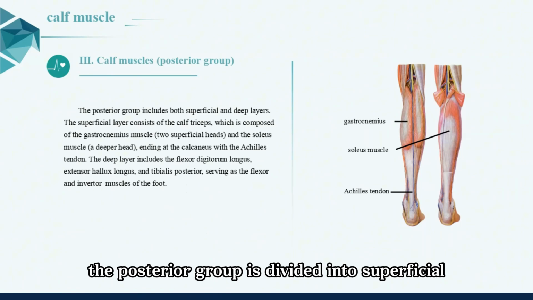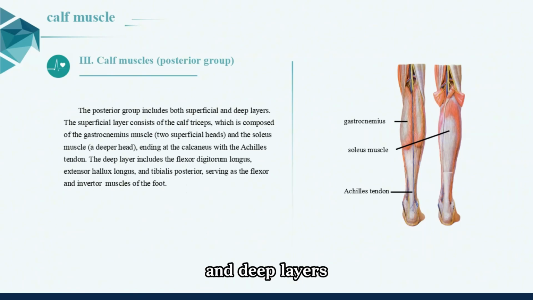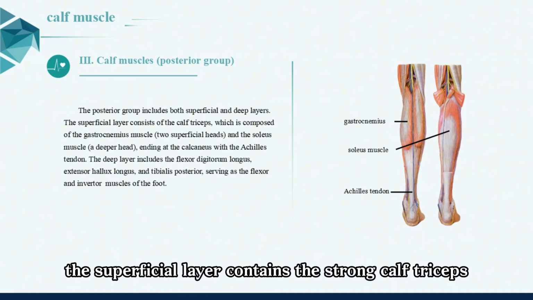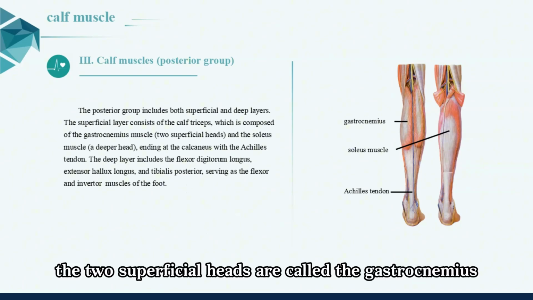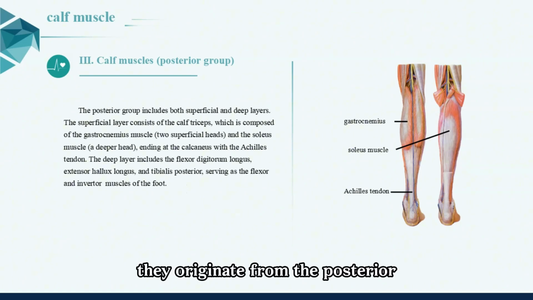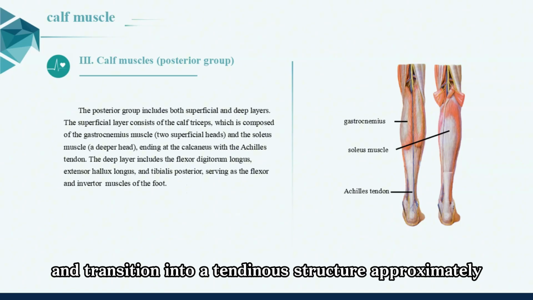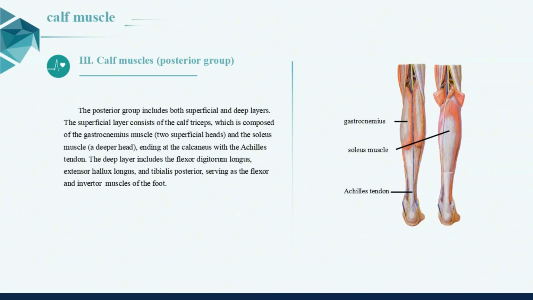The posterior group is divided into superficial and deep layers. 1. The posterior calf muscle group. The superficial layer contains the strong calf triceps. The 2 superficial heads are called the gastrocnemius. They originate from the posterior surfaces of the medial and lateral condyles of the femur. The medial and lateral heads converge and transition into a tendinous structure approximately at the midpoint of the calf.